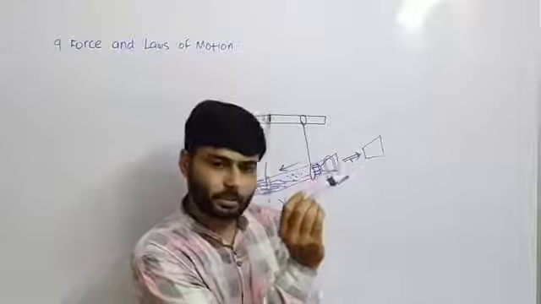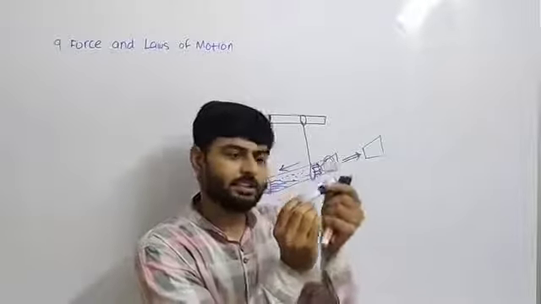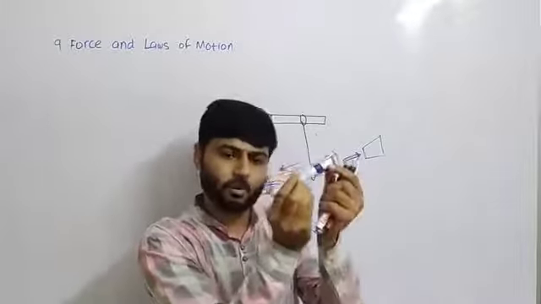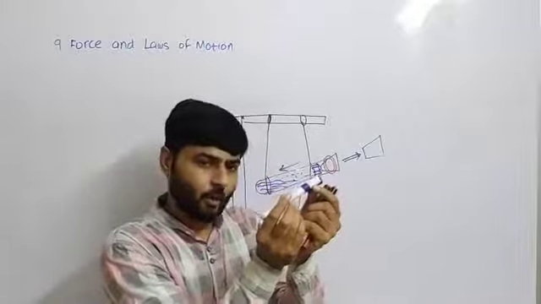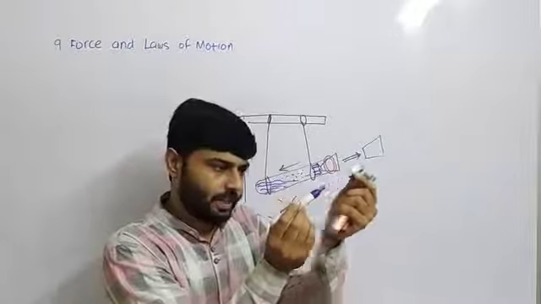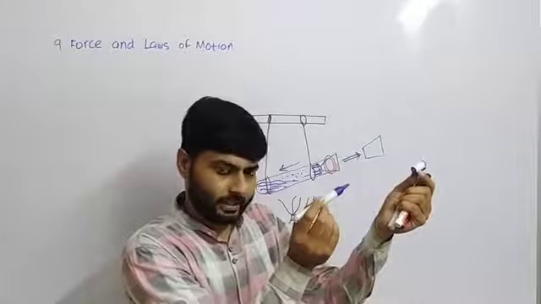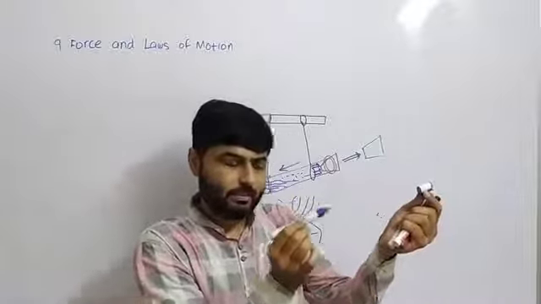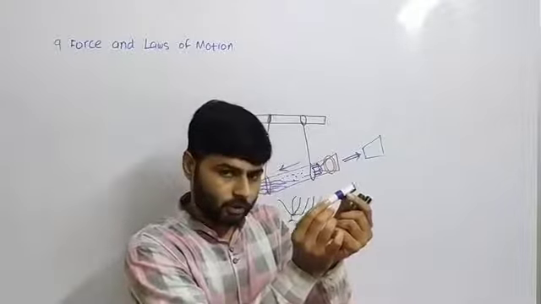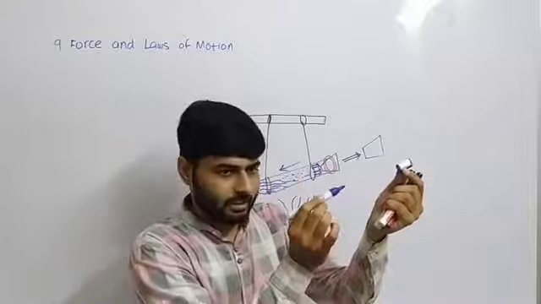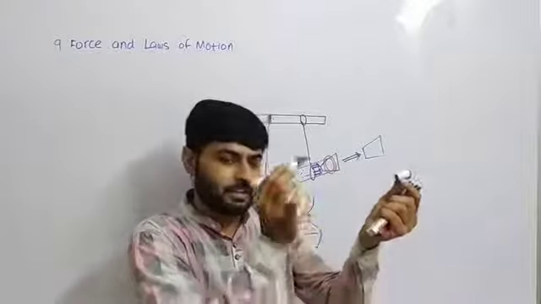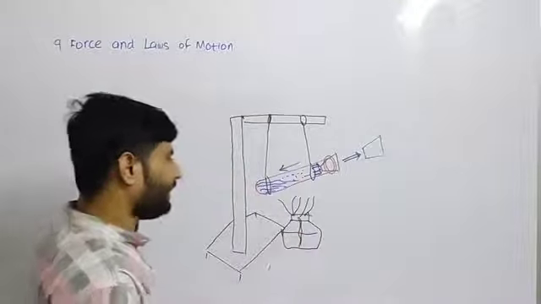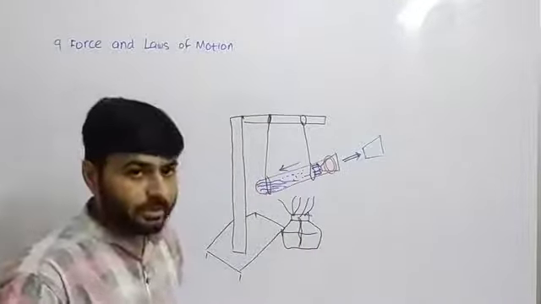Suppose this is the test tube and this is the cork stop. When this cork stop moves in this direction, what will happen? This test tube will move in the backward direction. Something like this. You can imagine that when this cork stop moves in this direction, at that time this test tube moves in the backward direction. So this test tube gets a force.